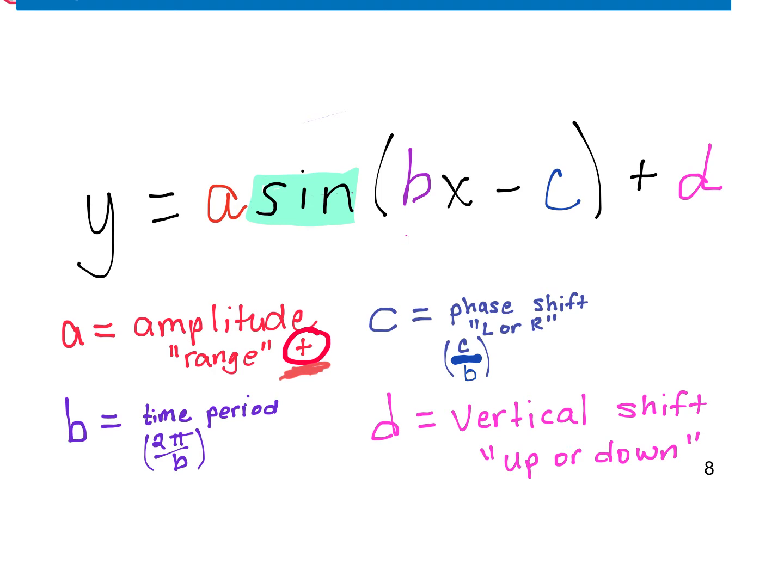B is the next thing that comes. That determines your time period. So our time period is 2 pi over b. So that is how far we go. So 1 cycle is our time period. So this would be 1 cycle.